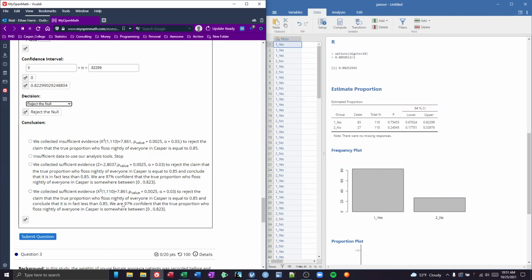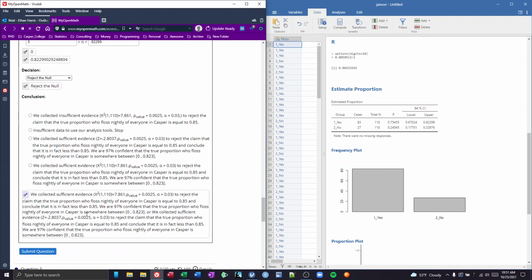We can say that we are 97% confident that the true proportion who floss nightly of everyone in Casper is somewhere between 0 and 0.82. And when we look at this, both of these are actually correct, whether we did it with our z value by hand or with the chi-squared.